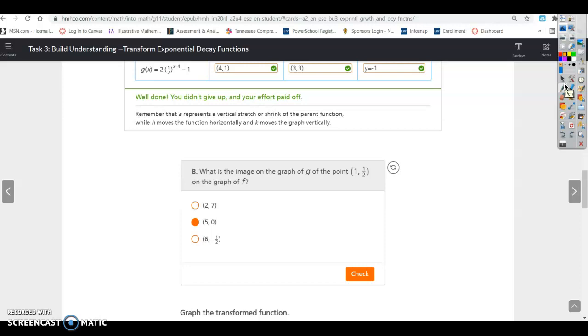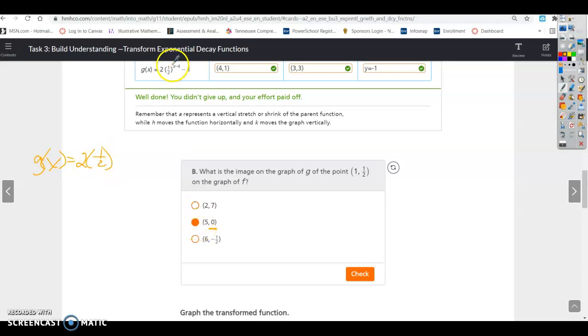So this is your horizontal movement. It's moving over 4, and we started at 1, so that's how we got the 5. So we know this one has to be the correct answer, but I still want to show that 0 is the correct answer. So all I have to do is plug in 5 for x to see what g of x is. So g of x equals 2 times 1/2.